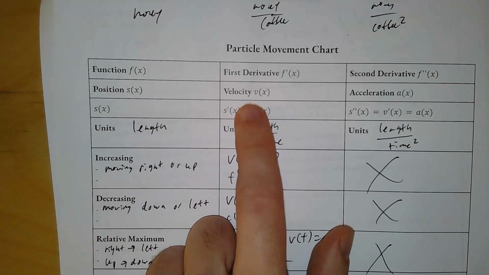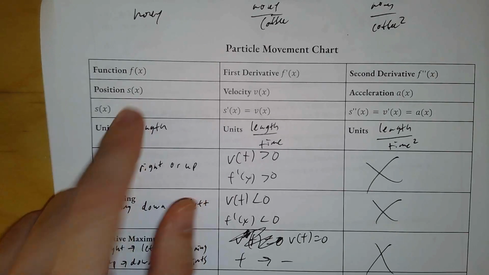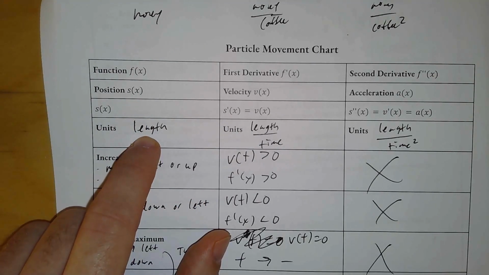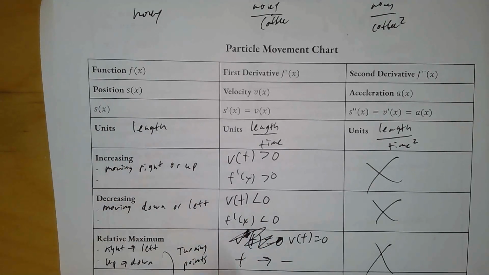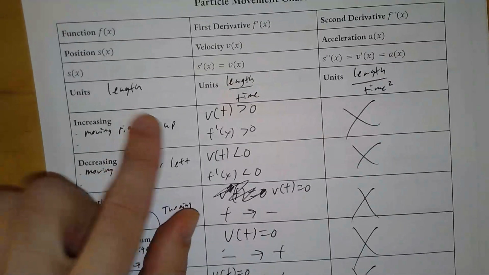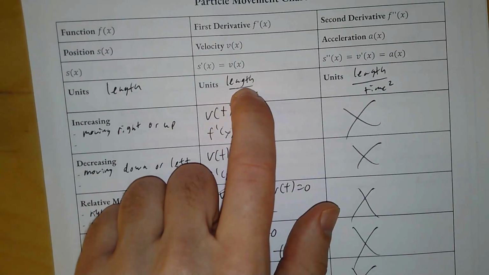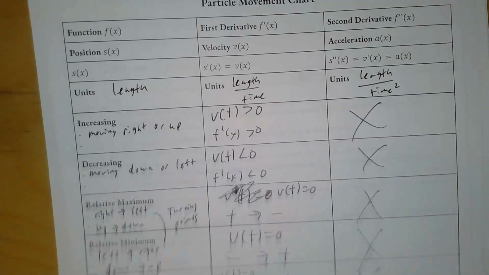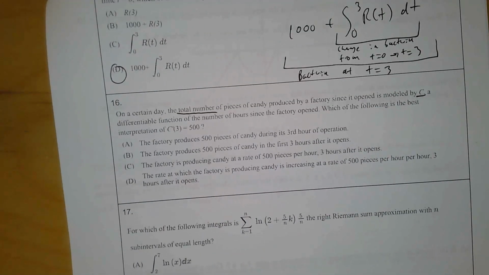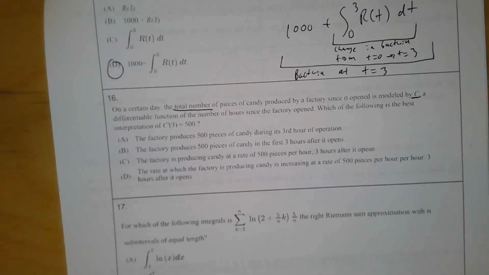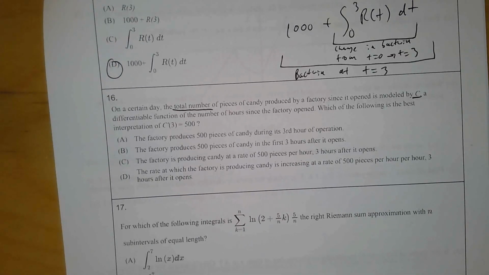So think about it like the position is giving you length at a specific time. This is giving you, what are we even measuring here? Candy at a specific time. So when we take its derivative, we're going to get candy over time. So we're getting a rate. So let's look at the options.